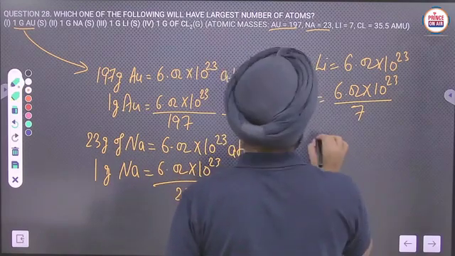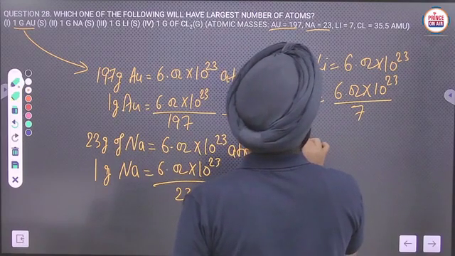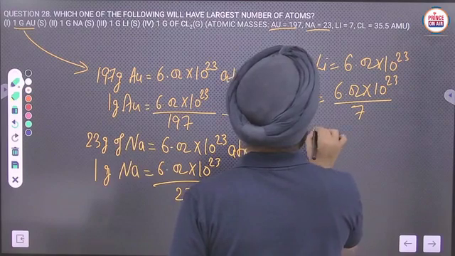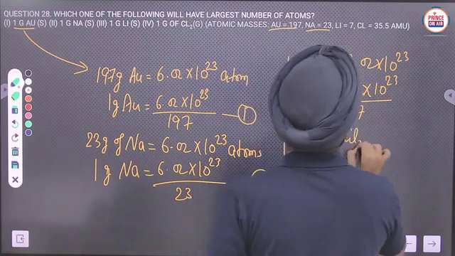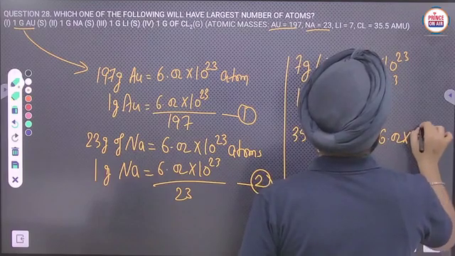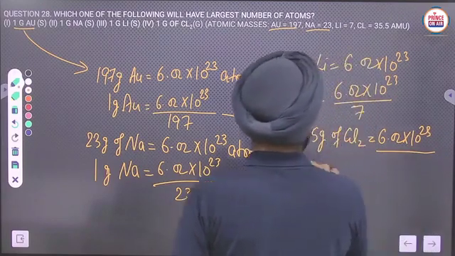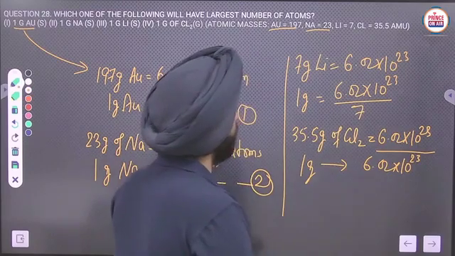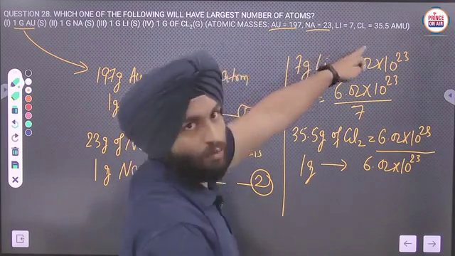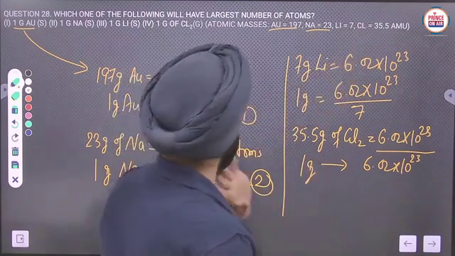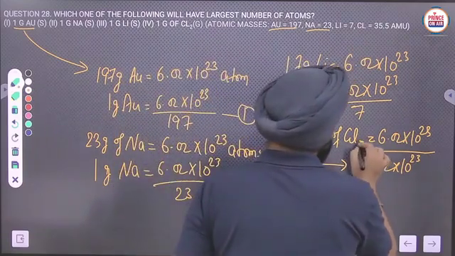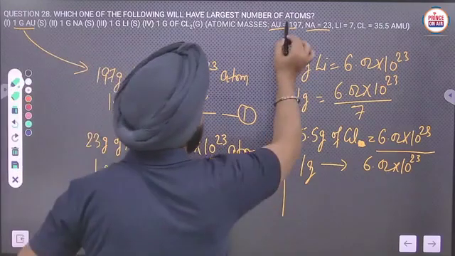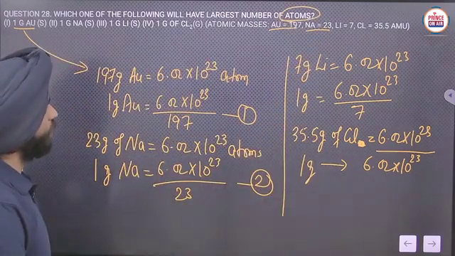Next is chlorine. 1 gram of chlorine. Actually, we have the molecular mass here, so we are having molecules. So don't write it in this way. Chlorine, atoms of chlorine. What they are asking for is the largest number of atoms. So 1 gram of chlorine molecules we are having.